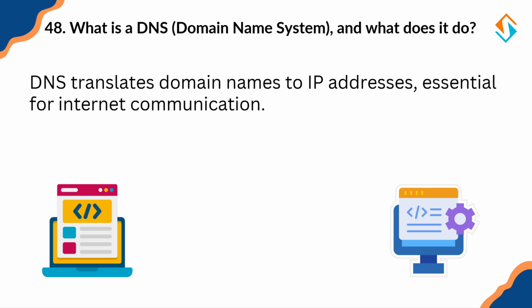Next question we have, what is a DNS, domain name system, and what does it do? DNS translates human readable domain names, example google.com, into IP address 142 point something. So how does it work? You type google.com in your browser, the DNS server finds the IP address for google.com. Your browser connects to that IP address.